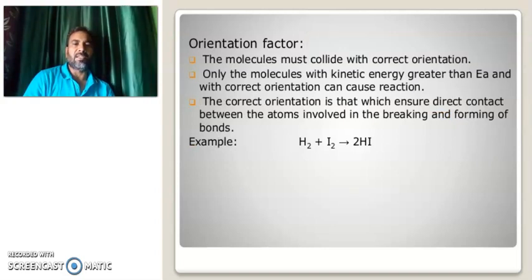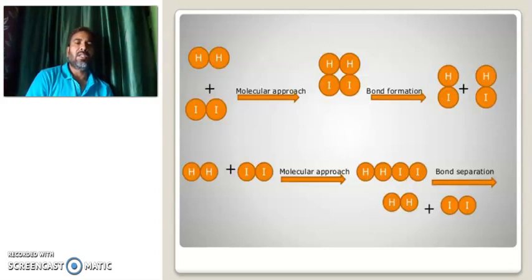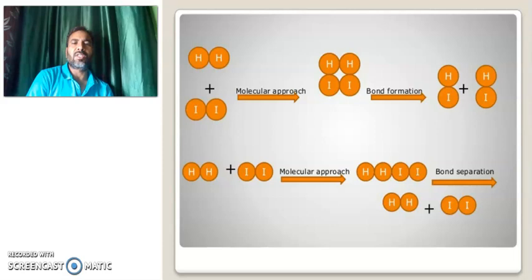So, the orientation factor. The molecules must collide with the correct orientation. Only molecules with kinetic energy greater than the activation energy and with correct orientation can cause reactions. The correct orientation is that which ensures direct contact between the atoms involved in the breaking and forming of bonds. For example, you can see H2 plus I2 gives 2HI. You can see the H2 and I2 molecules approach, forming this, and bond formation in HI. In the molecular approach, you can see bond separation.